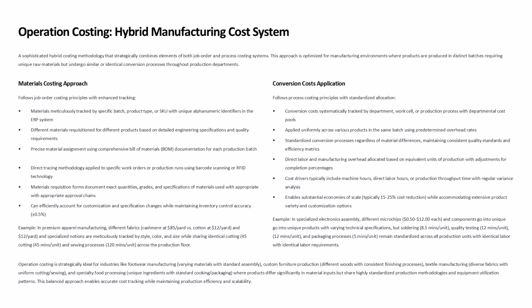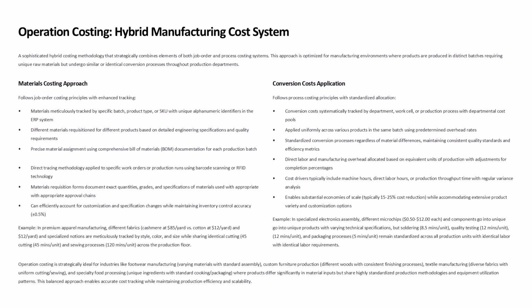Operation costing represents a brilliant hybrid approach that combines the best features of job order and process costing for specific manufacturing environments. This specialized methodology addresses the unique challenge of batch production with standardized conversion processes, but distinct material requirements. Imagine a clothing manufacturer like Levi's producing different styles of jeans through the same cutting, sewing, and finishing departments. Each style requires different materials but follows identical production steps.